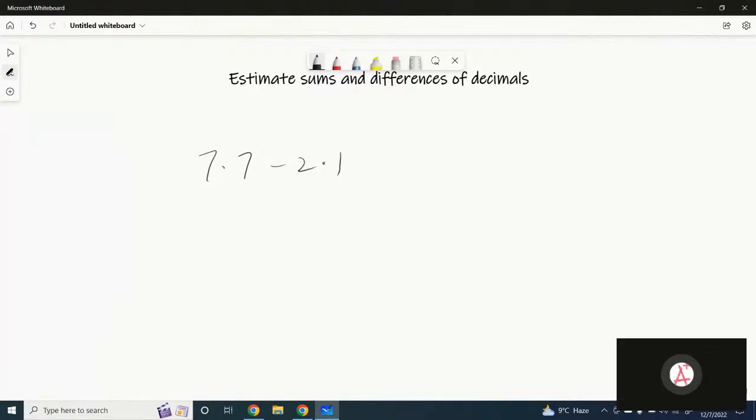7.7 subtract 2.1. Okay, so just look at the first decimal, right after the decimal point, which is 7. Is 7 greater than 5 or less than 5? 7 is greater than 5. That means you have to round up. Round up means add 1 to the whole number. So 7 plus 1 is 8. Got it?